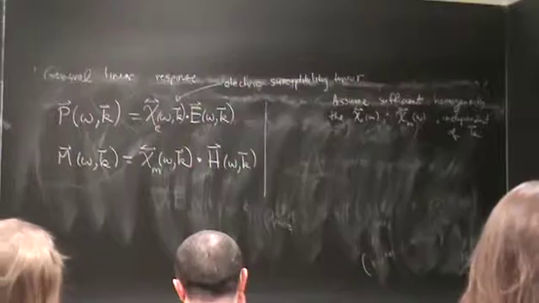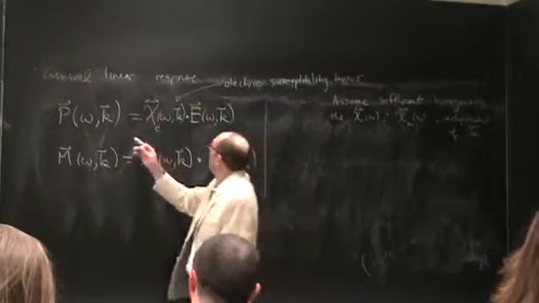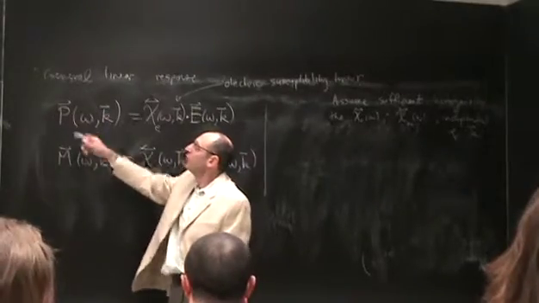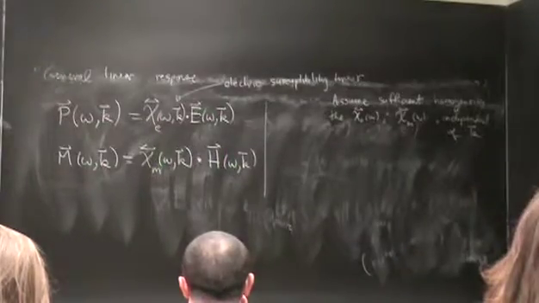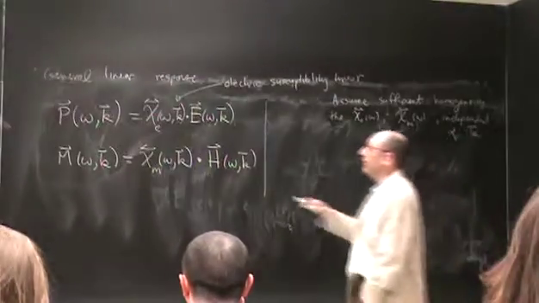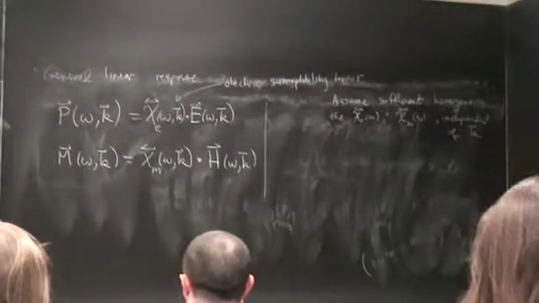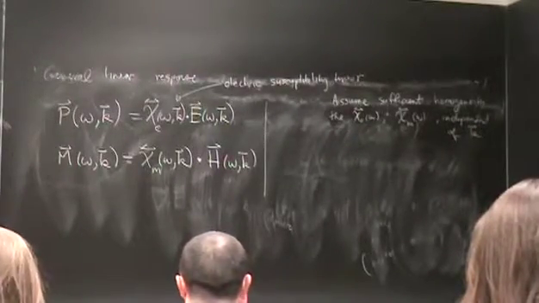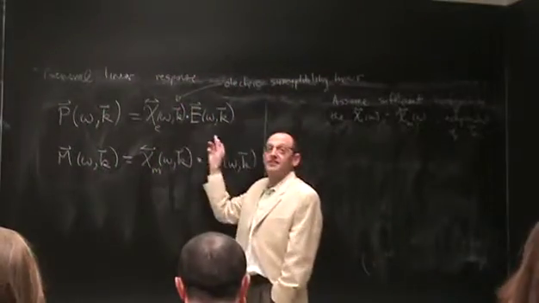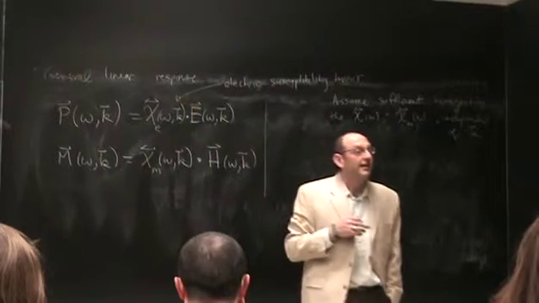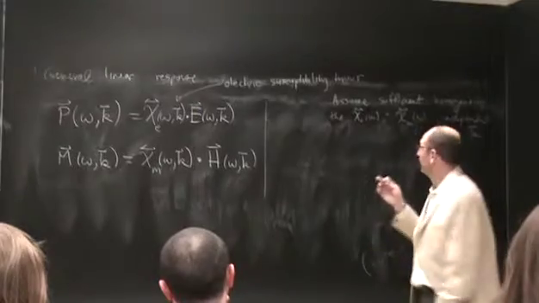All right. Then we can write the polarization, the induced polarization and the induced magnetization in the time domain by taking the inverse Fourier transform with respect to omega. So when I take the inverse Fourier transform relative to omega, and I got the product of two functions, what does it look like in the time domain? Convolution. The convolution.